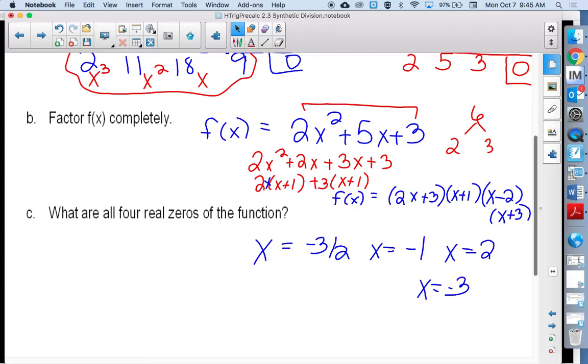So your homework tonight, the first group is just using synthetic division. The second group of problems, you're asked to factor completely. So that means your remainder should be 0. After you get that remainder of 0, factor and find the final solutions.